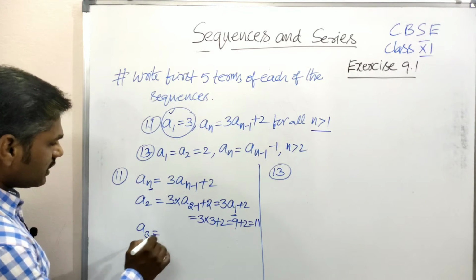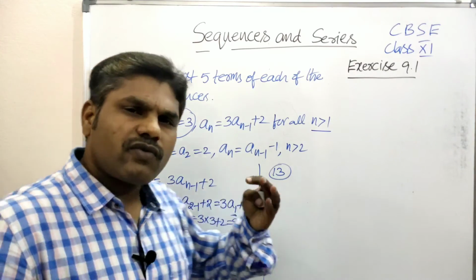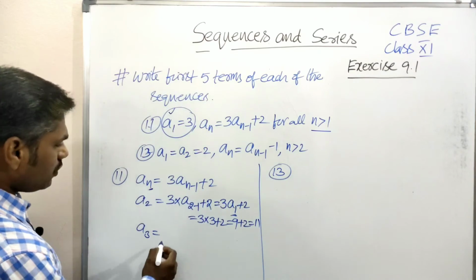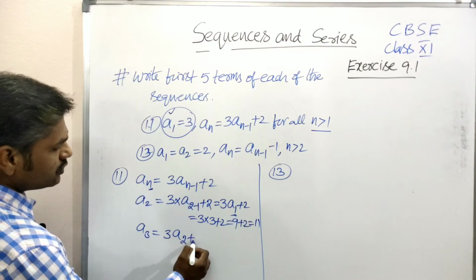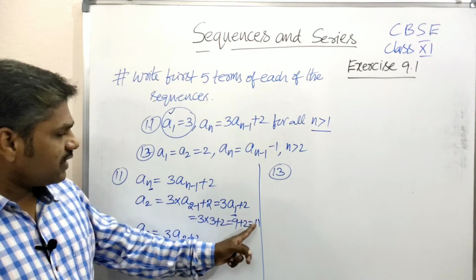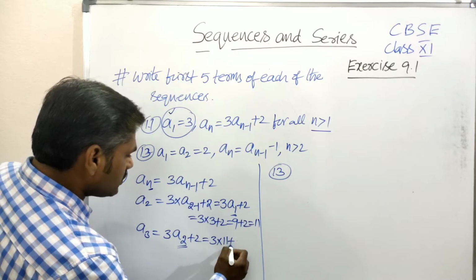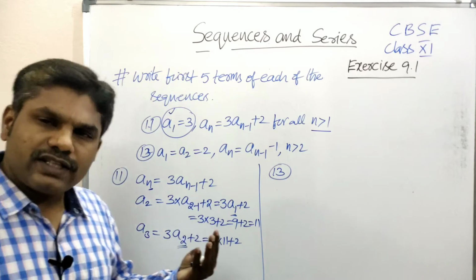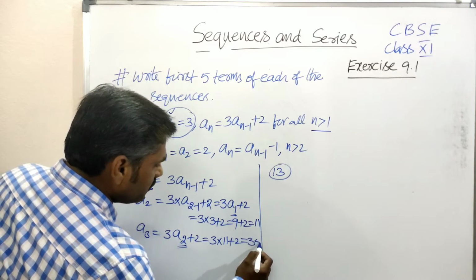Similarly, for a3, the third term, you have to use the nth term formula for every term. So a3 is 3 into a(3 minus 1) plus 2, that is 3 into a2 plus 2, where a2, the second term, is calculated as 11. So that equals 3 into 11 plus 2. 3 elevens are 33, and 33 plus 2 will become 35.